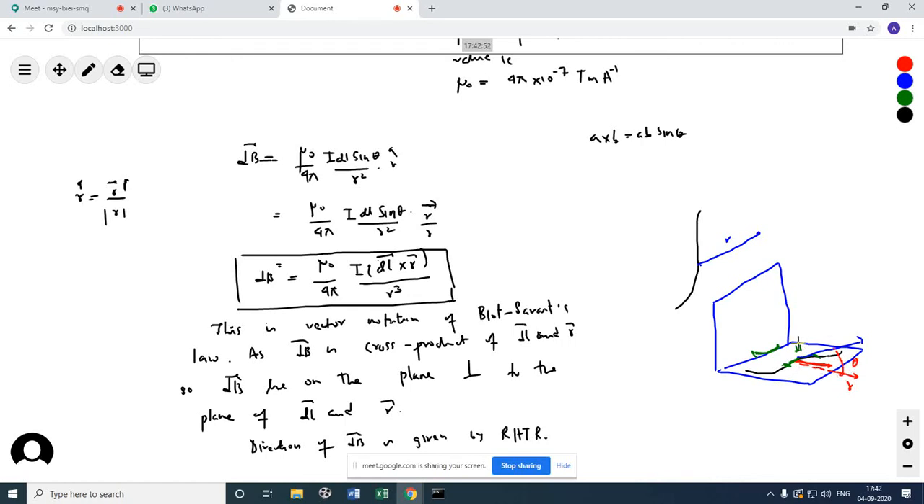And dV vector will be perpendicular to it, and we'll see that very soon. There are lots of ways to check it. This is the dV vector, which is perpendicular to the plane of dl and r. So this is r, this is dl, and dV is perpendicular to the plane of dl and r. The right hand grip rule, right hand thumb rule.